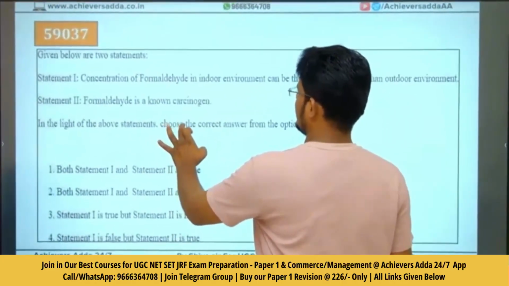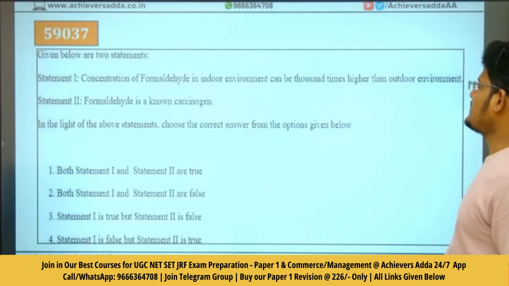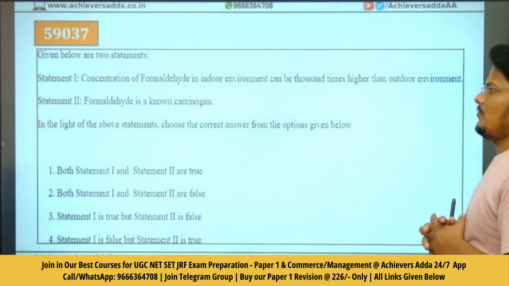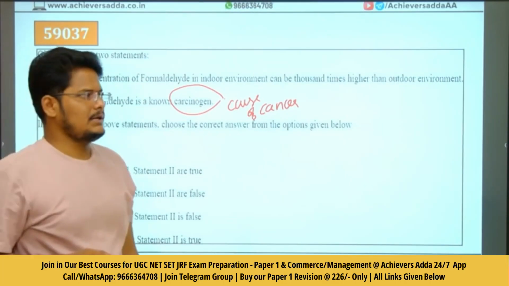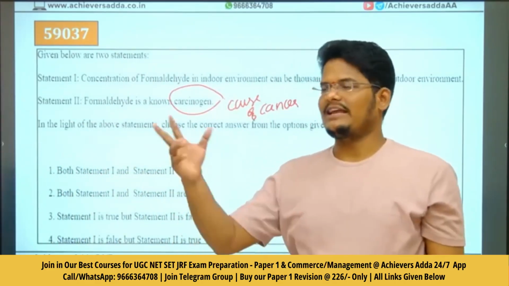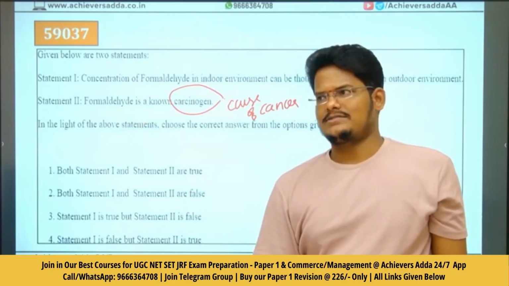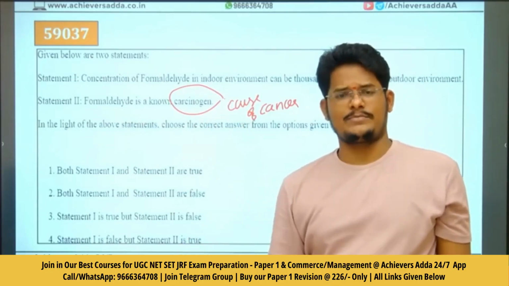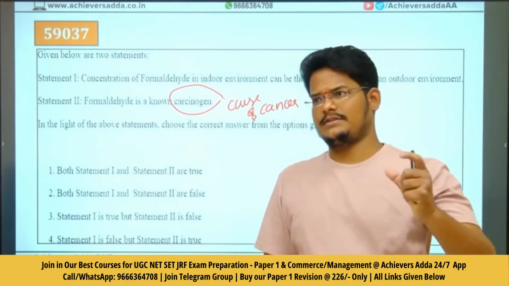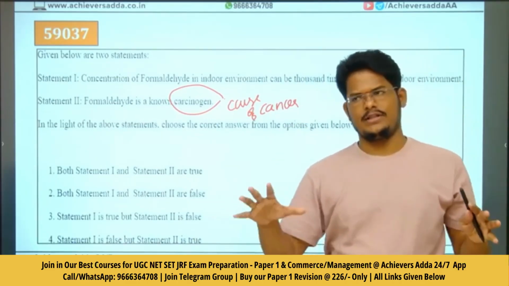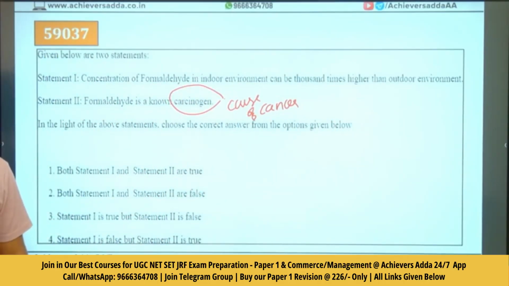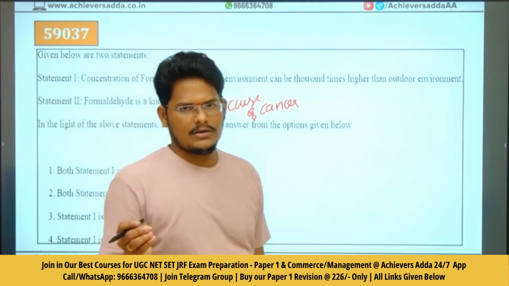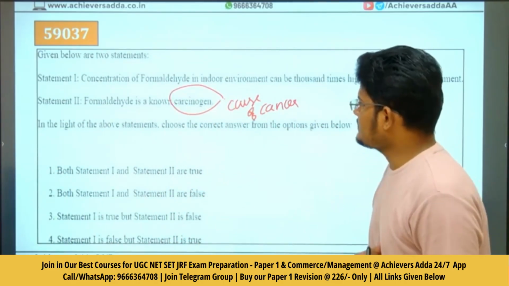Concentration of formaldehyde in the indoor environment can be 1000 times higher than the outdoor environment. Formaldehyde is also known as carcinogenic, which can cause cancer. Generally, paint, plywood, furniture, mortuary sections in hospitals, and industrial fixtures inside the office or home release formaldehyde. Even glues, paper products, and industrial products release this.